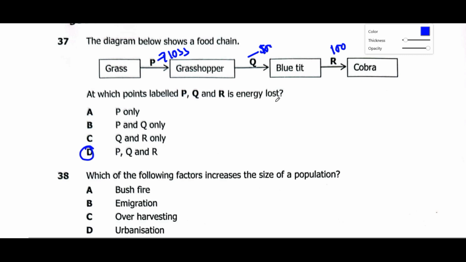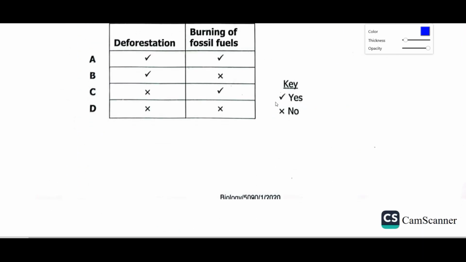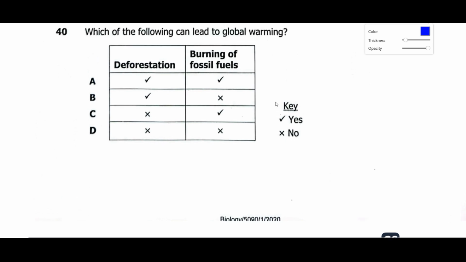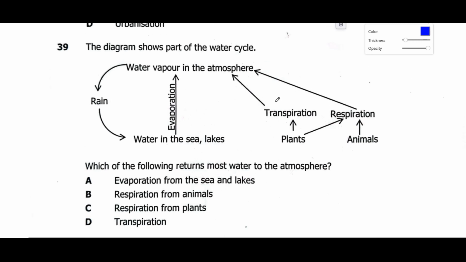Which of the following factors increases the size of a population? Bushfire, no. Emigration is the leaving of a country, so this one, no, it decreases population. Overharvesting, yes. When we have overharvesting, it means there is too much food, and because of that we may have an increase in population. Then we have question 39.